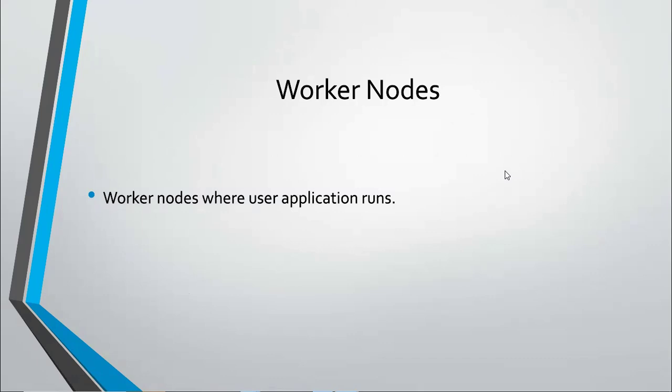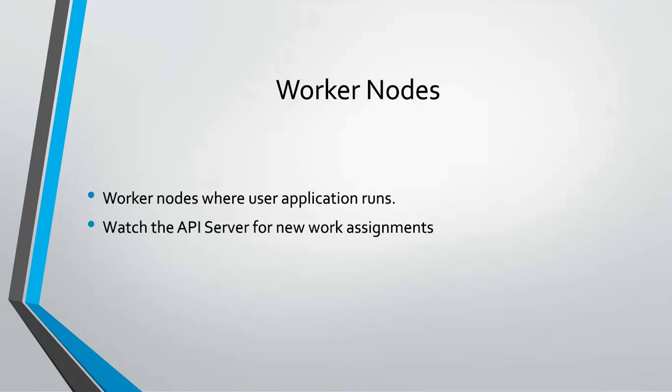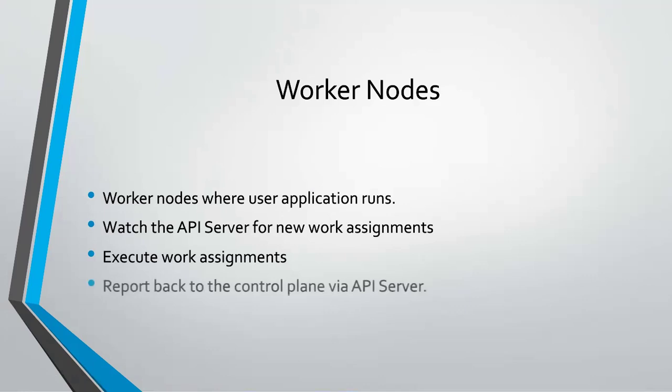So worker nodes are where user applications run. Just as the control plane has 4 components, worker nodes also have multiple components. The worker node will watch the API server for new work assignments. I already explained that the API server is the main road for all the components. So the worker node will execute the work assignments assigned from the API server, schedulers and controllers, and report back to the control plane via the API server.